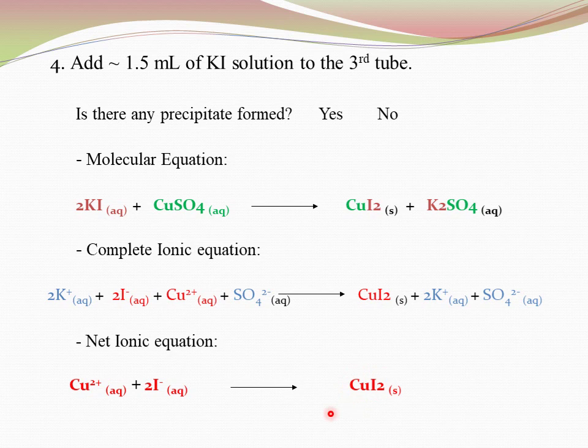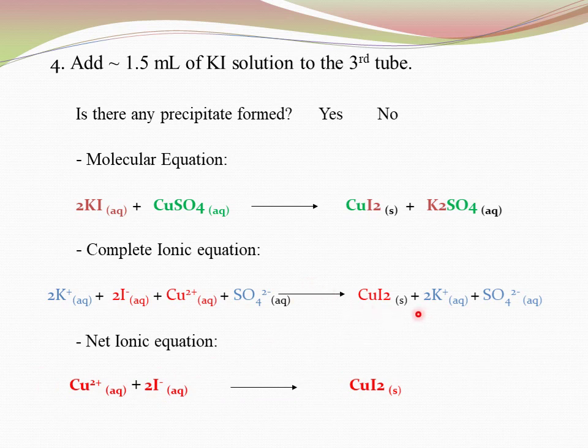This precipitate consists of copper, the charge of copper 2 plus, and iodide, I minus. You have here 2 iodide, so the coefficient here should be 2. So copper 2 plus plus 2 I minus produce copper iodide, CuI2. So this is a balanced chemical equation also.